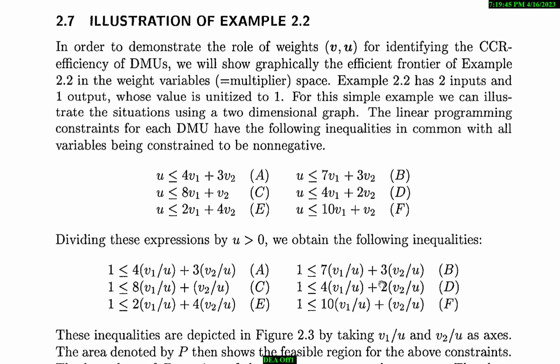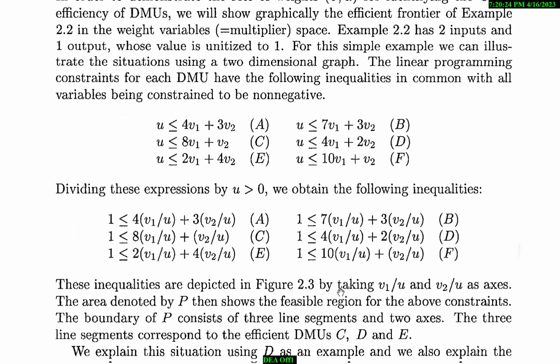We want to show the example graphically in a two-dimensional graph. So if we divide this by changing variable, here we have only two variables, in comparison with these constraints that have three variables. So these constraints are common for all DMUs.